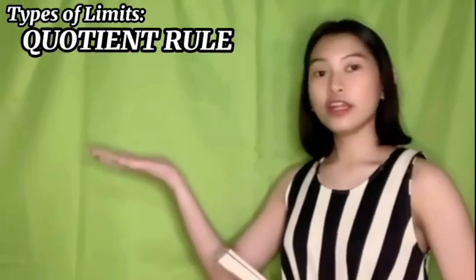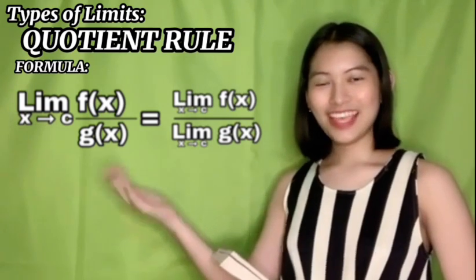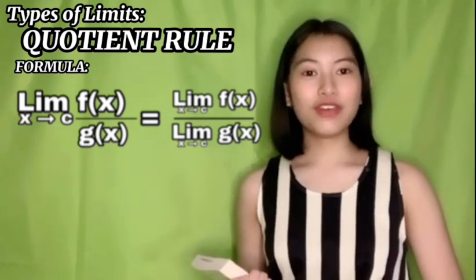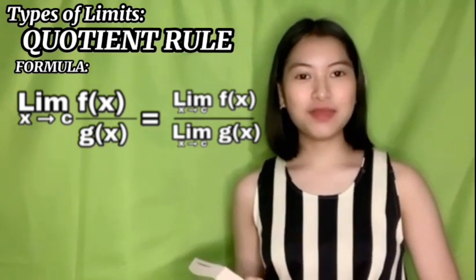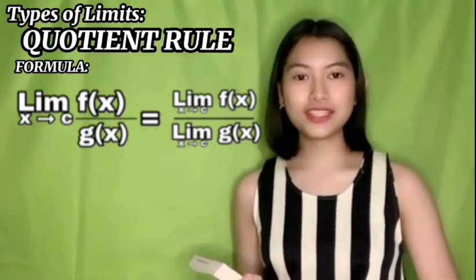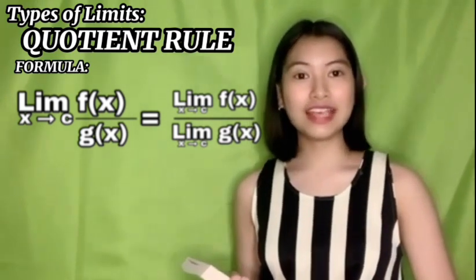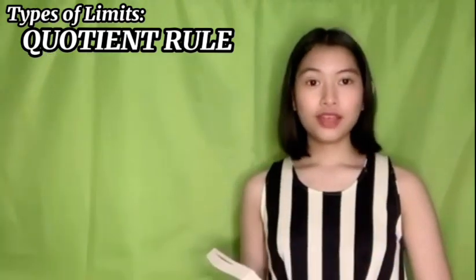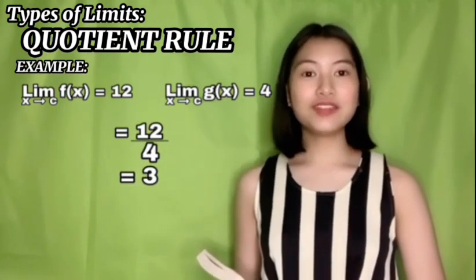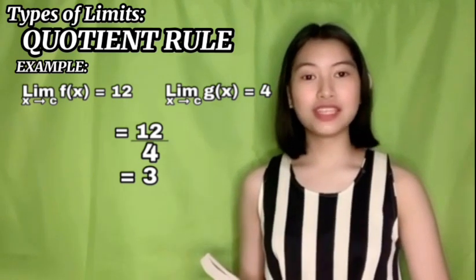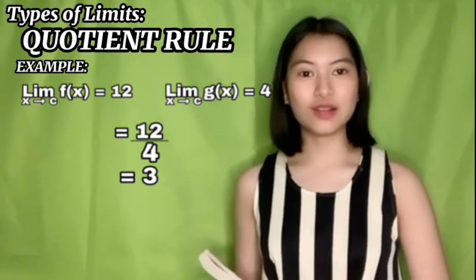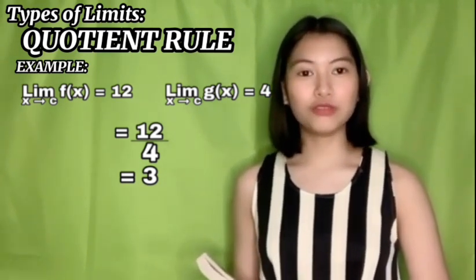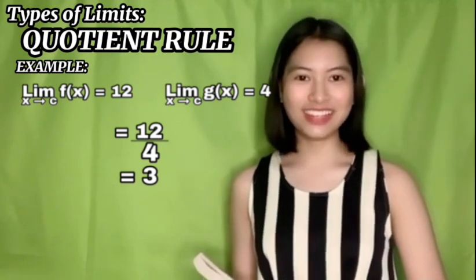Hi! For the quotient rule, here is our formula. It is denoted as the limit of f of x over g of x as x approaches c is equal to the limit of f of x as x approaches c over the limit of g of x as x approaches c. For example, we have the limit of f of x as x approaches c is equal to 12, while the limit of g of x as x approaches c is equal to 4. Therefore, we have 12 over 4 and we will have the answer 3.